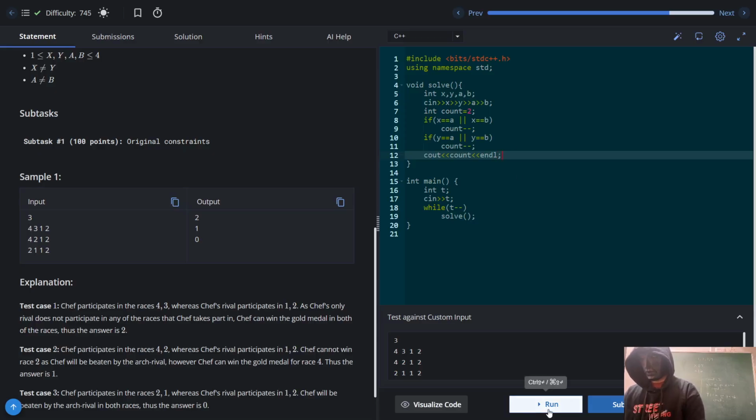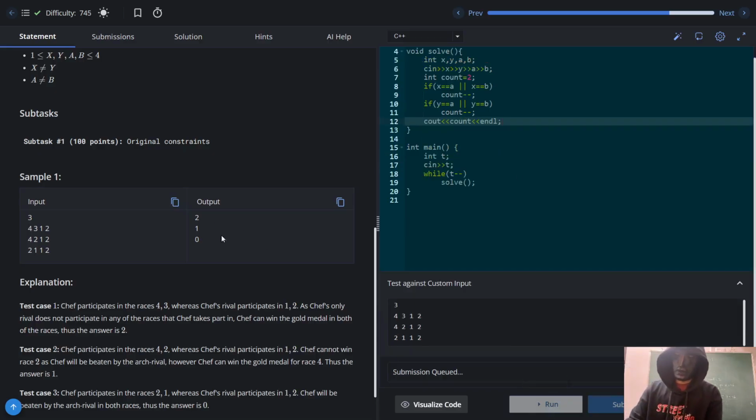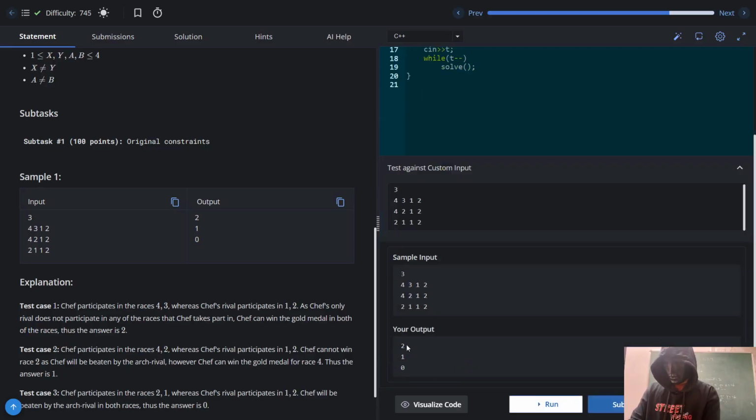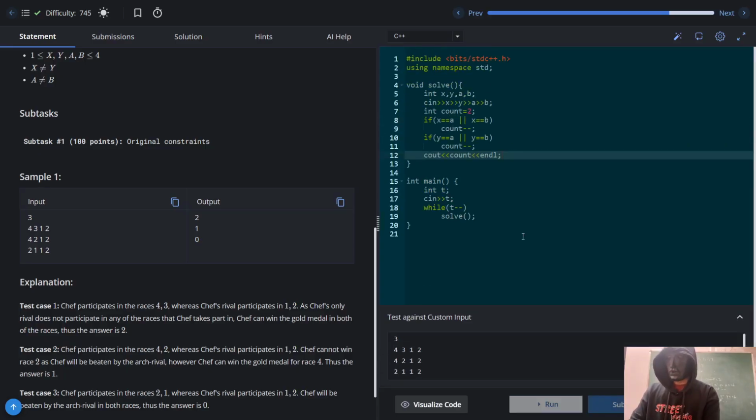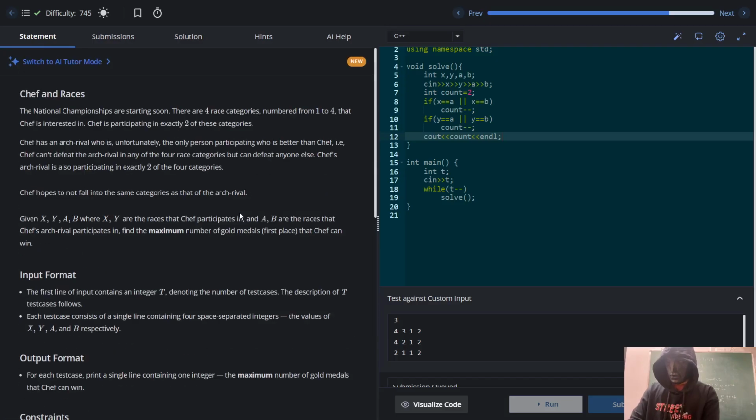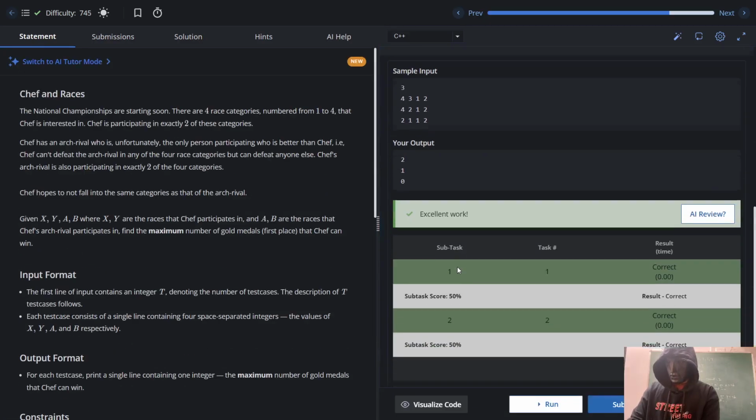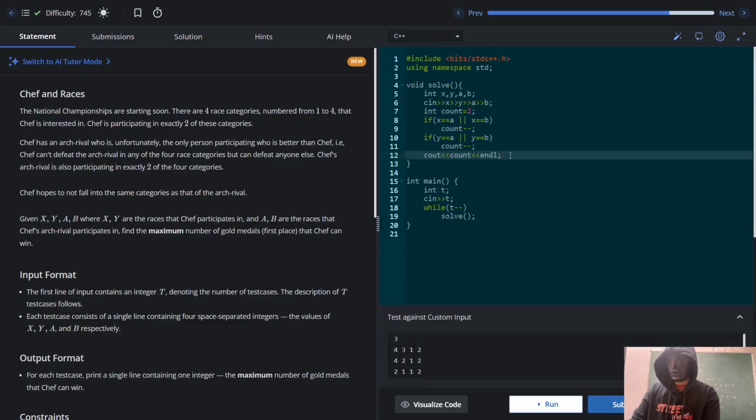Let's try to run the code. We are expecting 210 as the answer. Let's see. We are getting 210. Let's try to submit it. Yeah, it got accepted. So it was a simple problem only.